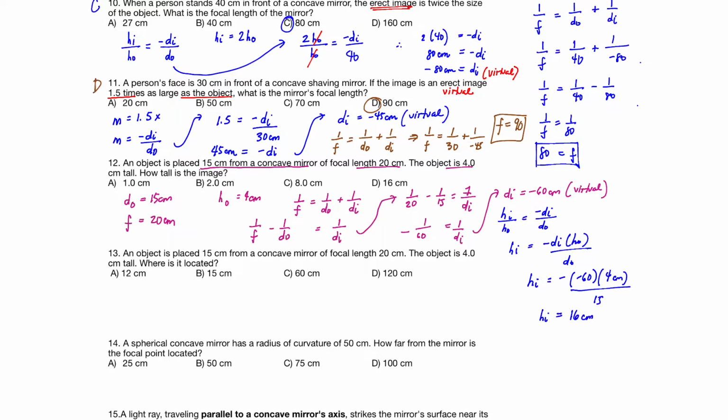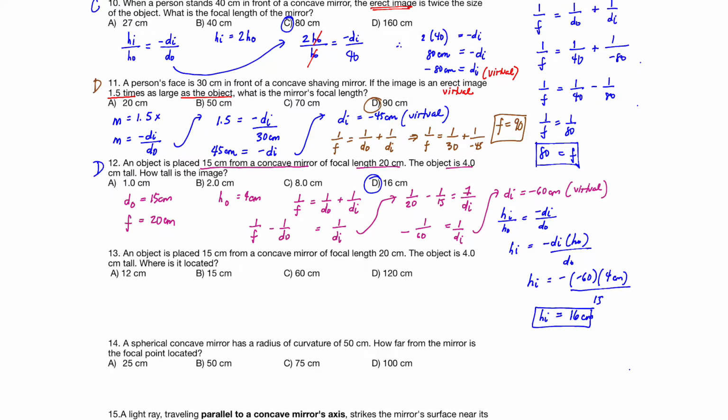That is 16 centimeter. So the answer for number 12 is letter D, dog. Now take note that it's a virtual image and it is upright, and therefore that is positive 16.